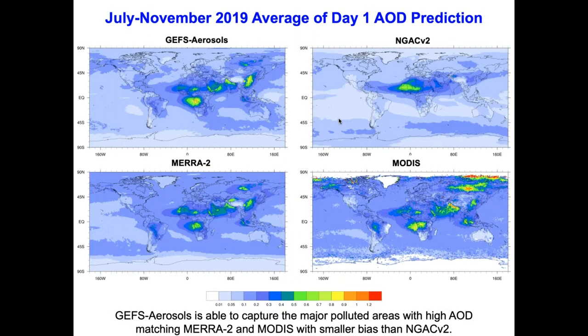Here is a 5 months average of the day one AOD prediction of the GAFS aerosol model and the current NGAC model, which we compare with the MERRA-2 reanalysis data and the MODIS satellite observation. We can see that the GAFS aerosol is able to capture the major polluted areas with high AOD, such as South Africa and North Africa, that's the source region, and Eastern Asia. There is some inconsistency in the MODIS data, but I think it's mainly due to the satellite retrieval over the North Pole due to the high surface albedo.